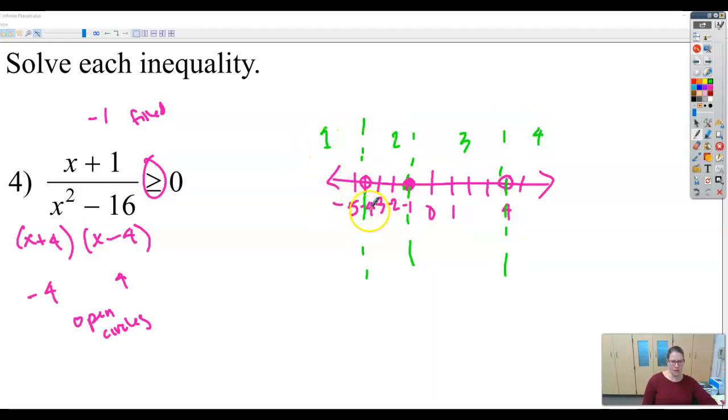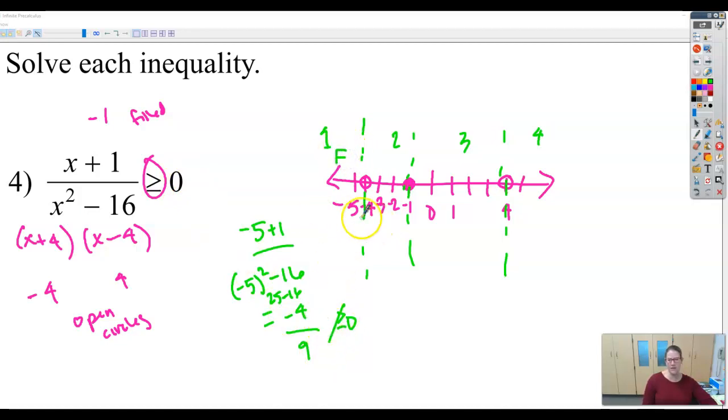So for this first interval, let's put negative 5 in there. It could be anything that's less than negative 4. So negative 5 plus 1 over negative 5 squared minus 16 equals negative 4 over 25 minus 16, which would be 9. So negative 4/9, and it says greater than or equal to 0 in my inequality. So that is not true. So this is a false interval.